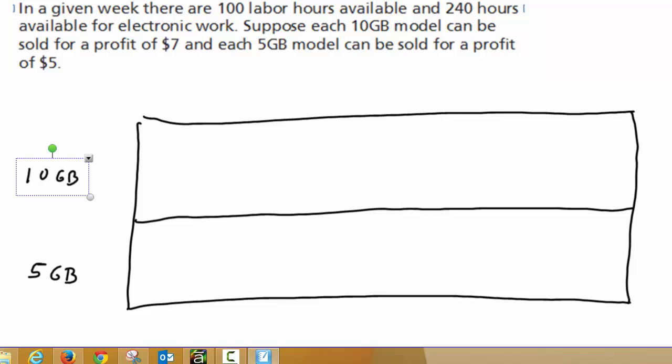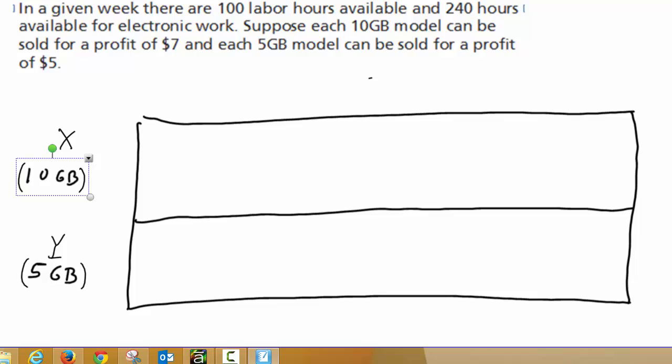Now we need to introduce a variable, right? Because the issue at stake is how many 10 gigabyte models should be produced in a given week and how many 5 gigabyte models should be produced in a given week, given the various resources we have and the constraints that this problem gives us. So we're going to let X denote the number of 10 gigabyte models that should be made in a given week, and Y the number of 5 gigabyte models that should be made in a given week. Right? So that's always the very first step of making a mixture chart, as you identify the products or the objects to be manufactured or to be produced, and each of those is designated a variable.